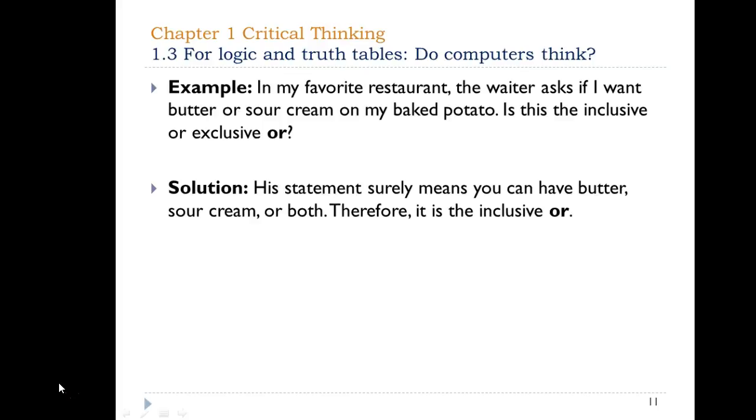This is an example of inclusive and exclusive or. In my favorite restaurant, the waiter asks if I want butter or sour cream on my baked potato. Is this the inclusive or exclusive or? His statement surely means that you can have butter, sour cream, or both. Therefore, it's the inclusive or.